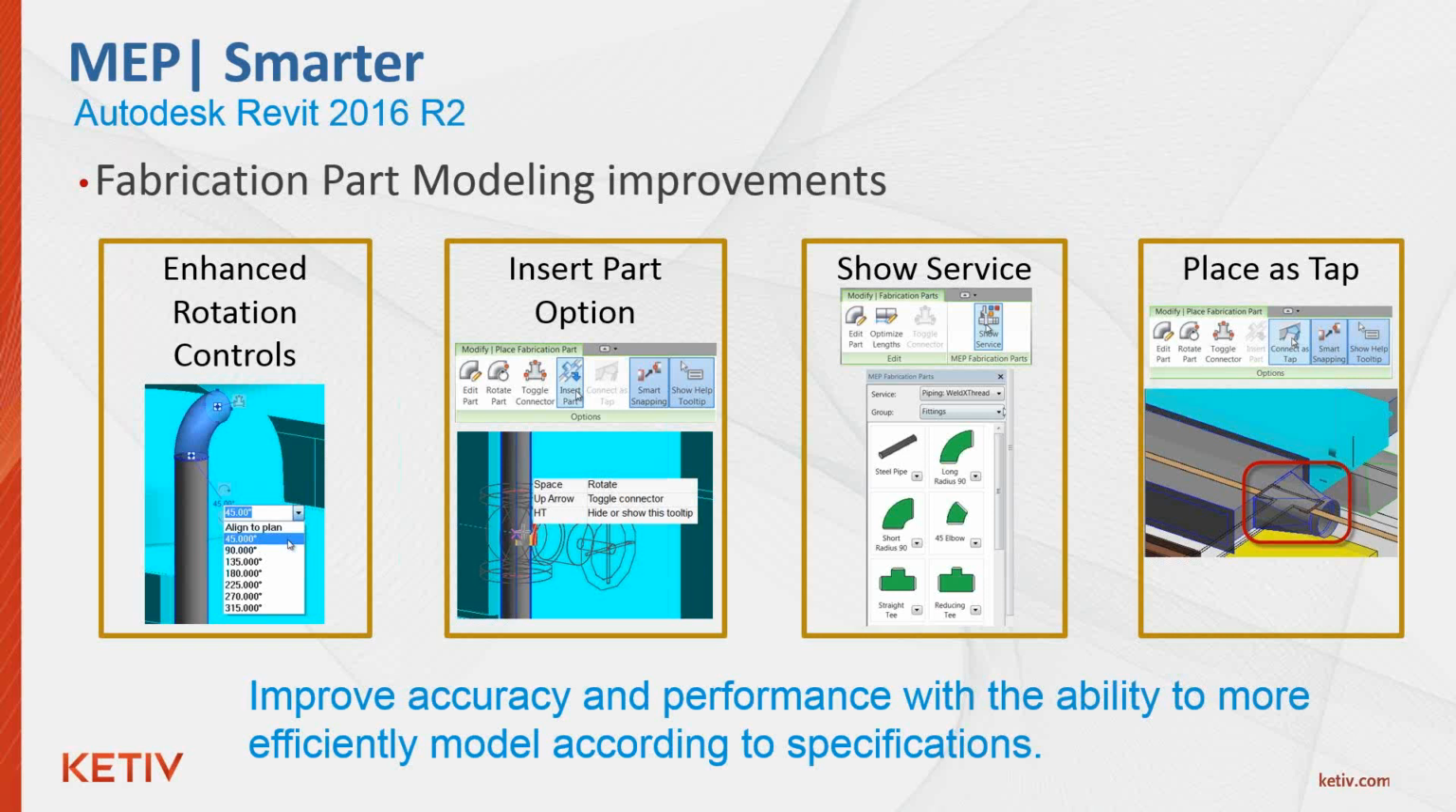When using fabrication parts in Revit, you can place fittings on the sides of rectangular ducts, such as square-to-round fittings, using tap placement. Once a tap has been placed, it can then be positioned anywhere on the duct surface, improving accuracy with the ability to model taps to sides of ducts according to specifications to meet fabrication requirements. The benefit of this is it improves accuracy and performance with the ability to model efficiently according to certain fabrication specifications.